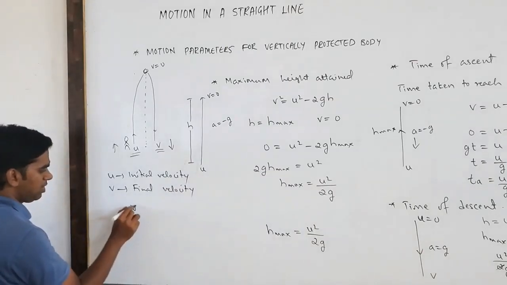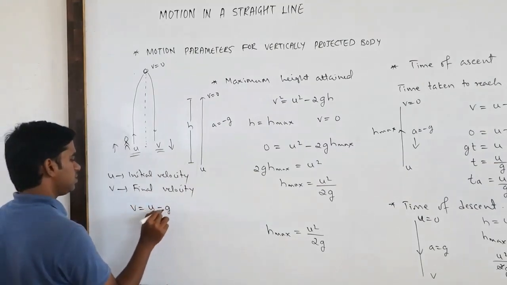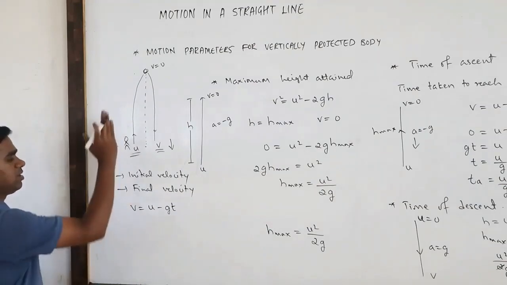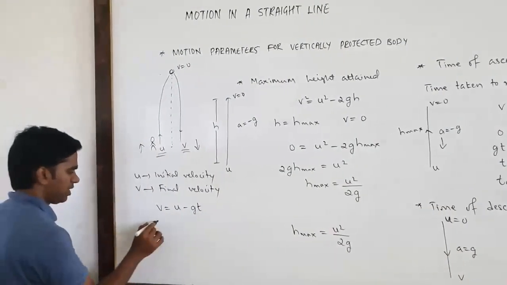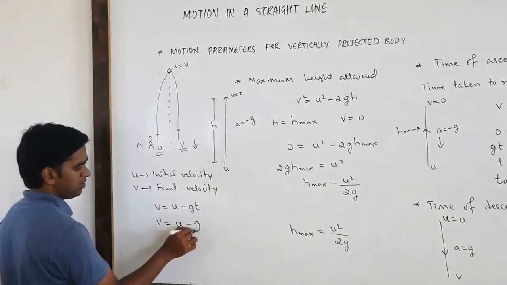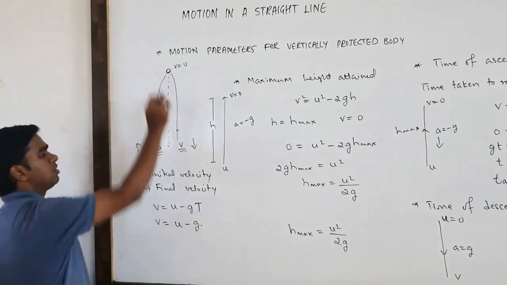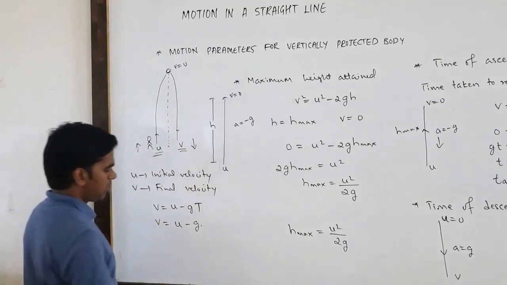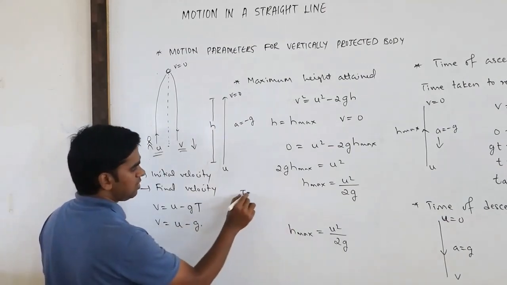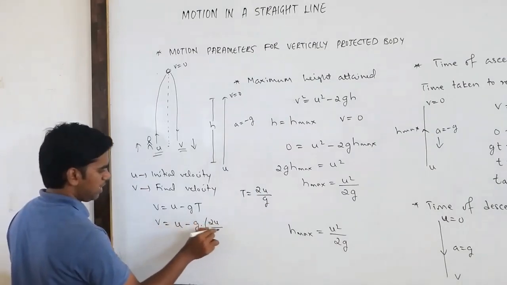So we know that v equals u plus at, so minus gt for vertically upward moving. So v equals u minus gt. This t, you have to take as the total time of flight for the whole journey. Total time of flight t is equal to 2u by g. So substitute here 2u by g.